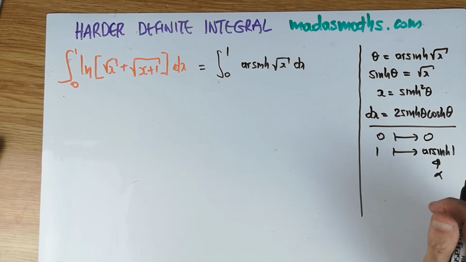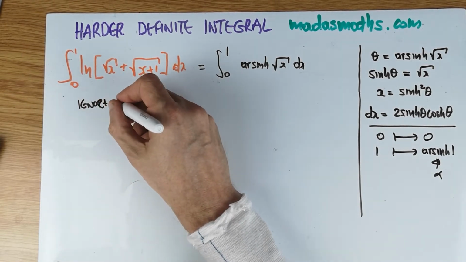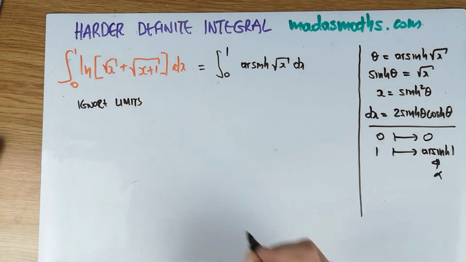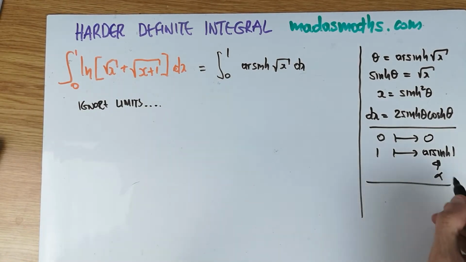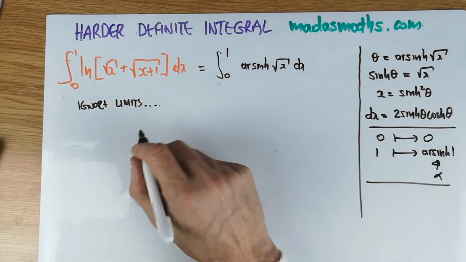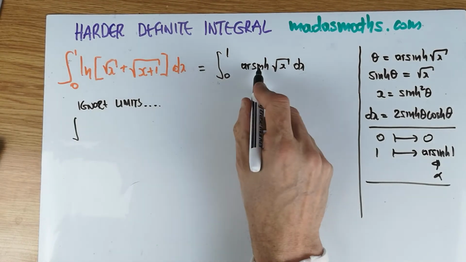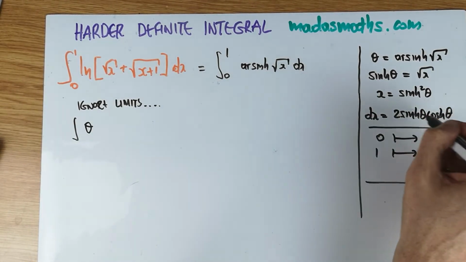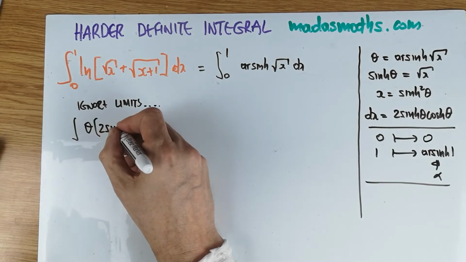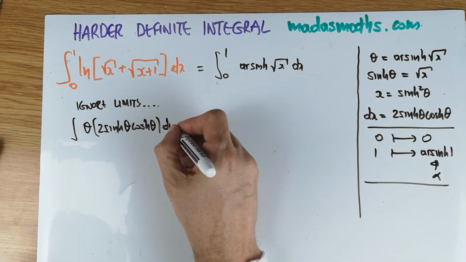I'm inclined for this question to work this without limits. Ignore limits, because it'll probably be much easier to go back into x and then put in 0 and 1. So forget about these. I have them there, but I'm not going to be writing them in. So at the moment, this is gone. This is a theta, and the dx is 2 sinh theta cosh theta d theta, which is an identity.